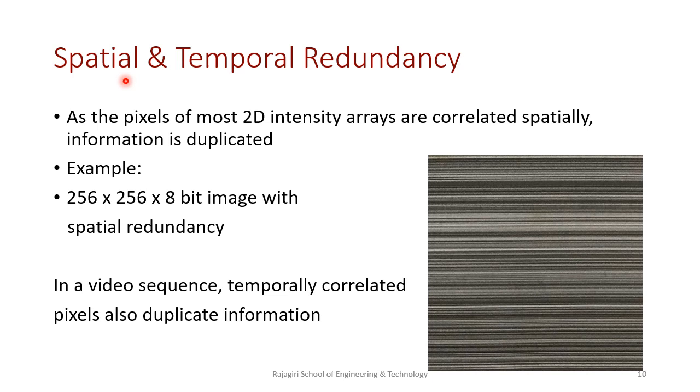Next type of redundancy is spatial and temporal redundancy. Spatial redundancy is due to the relation between neighboring pixels in an image. So while encoding regions of same intensity, information may be duplicated. Here is an example of a digital image of size 256 cross 256. If you look along each row, pixels have the same intensity, which leads to spatial redundancy. On the other hand, temporal redundancy refers to the similarity between pixels in successive frames when we consider a video sequence.